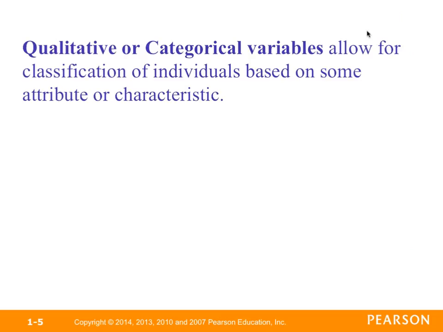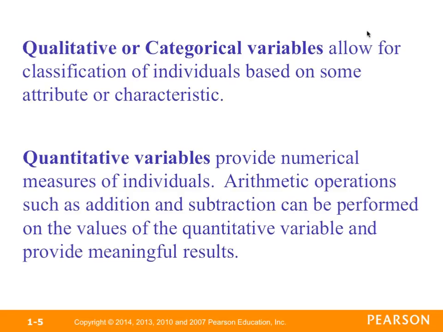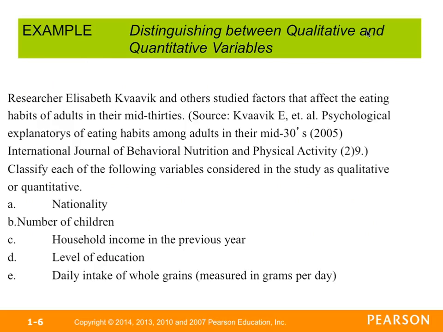There are two types of variables that we're going to talk about. We have qualitative or categorical variables. Those allow for classification of individuals based on some attribute or characteristic. So for example, like hair or eye color. And then there are quantitative variables as well. And those provide numerical measures of individuals. So you can do arithmetic operations on them, like add or subtract them, and you could have some kind of meaningful result. Whereas qualitative is something that is just a category. It's not numeric.